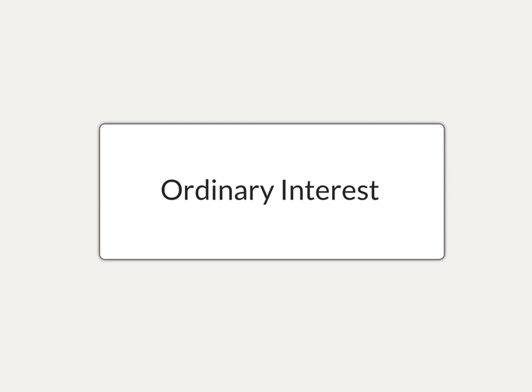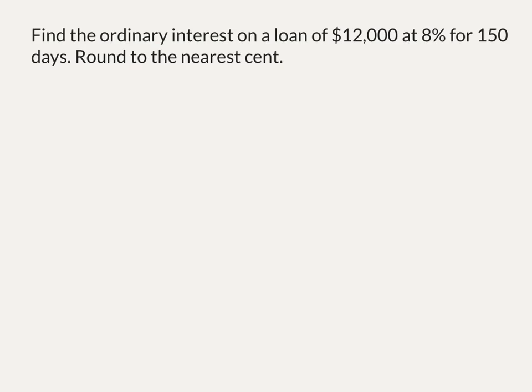Ordinary interest. Ordinary interest occurs when we want to find the interest based on a 360-day calendar year. Ordinary interest is sometimes also referred to as banker's interest. Find the ordinary interest on a loan of $12,000 at 8% for 150 days. Round to the nearest cent.